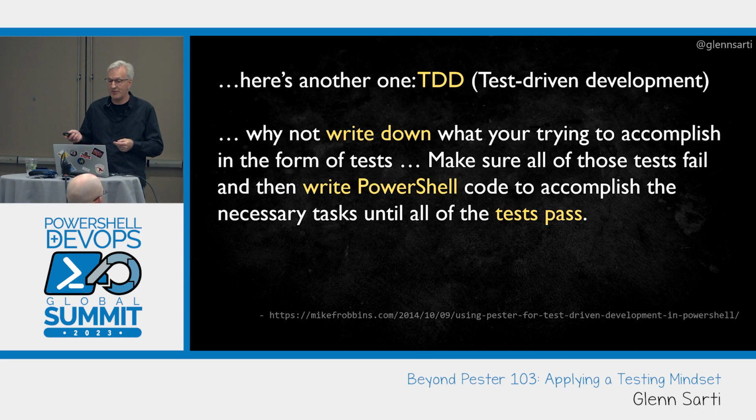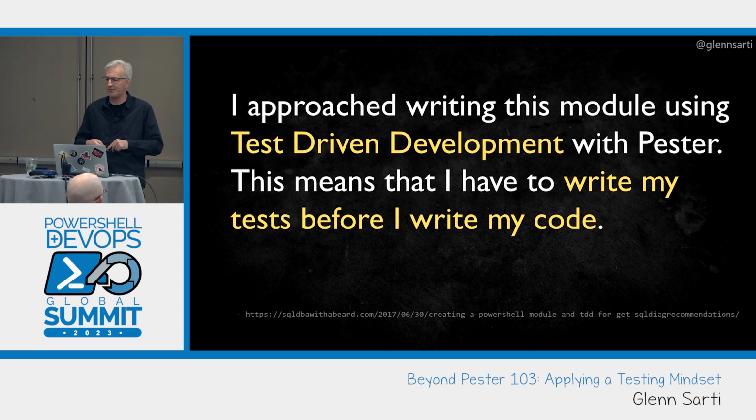Here's Mike Robbins in 2014. Why not write down what you're trying to accomplish in the form of tests, make sure all of the tests fail, and then write the PowerShell code to accomplish the necessary tasks until all of the tests pass. We've also got Rob Sewell in 2017. I approached writing this module with test-driven development with Pester. This means I have to write my test before I write my code.